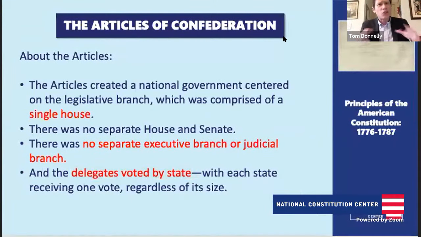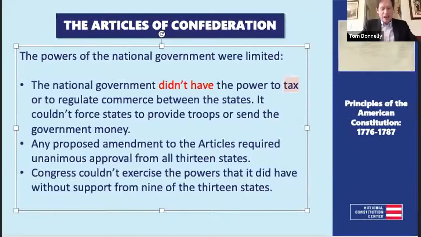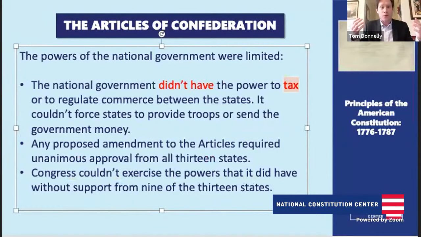The next thing to note, so that's the structure, but the Articles of Confederation also just frankly didn't grant a lot of power to the national government. The national government didn't have many of the things we would think of today as things that national governments do. It didn't have the power to tax. It didn't have the power to get states to raise troops for the national army. And it actually couldn't even get states to send money to the national government. So there were just ways in which the national government itself was quite limited.